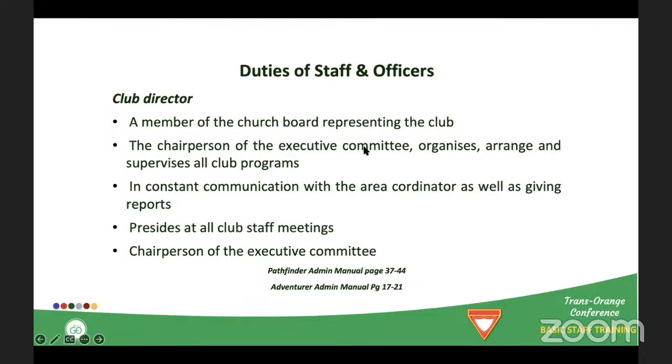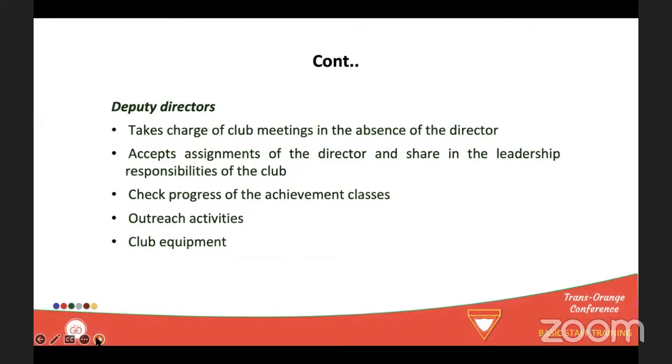The next slide is talking about the duties of a deputy director. The deputy directors take charge of club meetings in the absence of the director. They accept assignments of the director and share in the leadership responsibilities of the club. They check progress of the achievement classes, outreach activities, and they take care of the club equipment. If you visit those pages, they will cover the duties of all staff members.